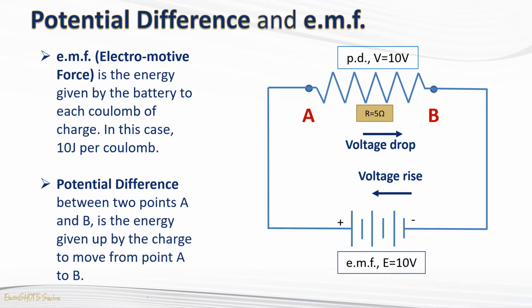Now because if we travel from the negative to the positive side of the battery, the energy is being added, is being given to the body, so there is a rise in voltage, while when the charge moves from point A to B, it dissipates this energy in the form of heat, and therefore the convention is said to be the drop in voltage.